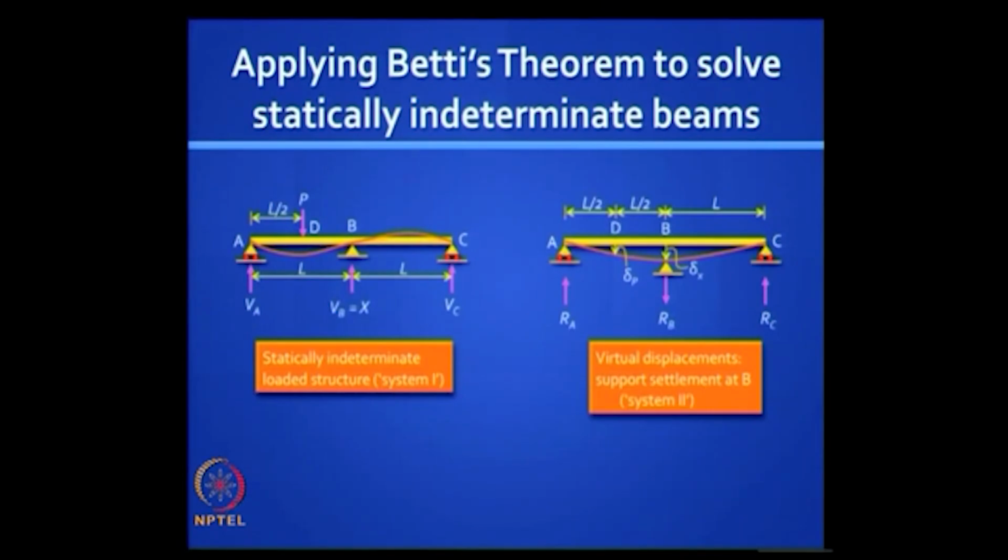In this system we allow a movement of that support X, and you will see that the deflected shape would be like that of a simply supported beam supported at A and C, and let us say those reactions are Ra, Rb and Rc. So we will refer to the deflection under the first load location as delta p here, and the deflection or the support settlement here is delta x. So you have displacements and forces in system 2, and you also have displacements and forces in system 1.